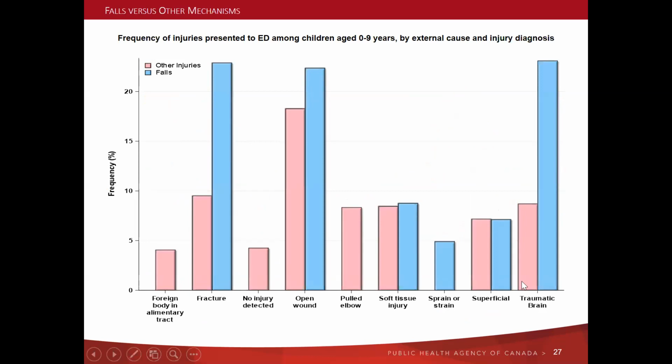So in regards to injury diagnosis, for the primary diagnosis, we found that open wounds occurred at the highest frequency among non-falls over here, but traumatic brain injuries were the most common injury diagnosed among falls, right over there. By virtue of their natures, there were some injury diagnoses that were unique to non-falls, such as foreign bodies in the body and pulled elbows over here. Also notice how sprains or strains were much more likely among falls.